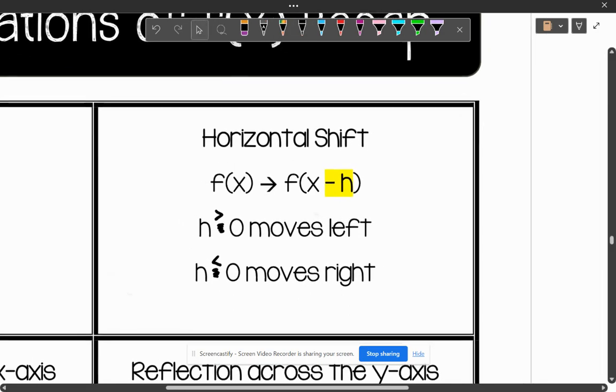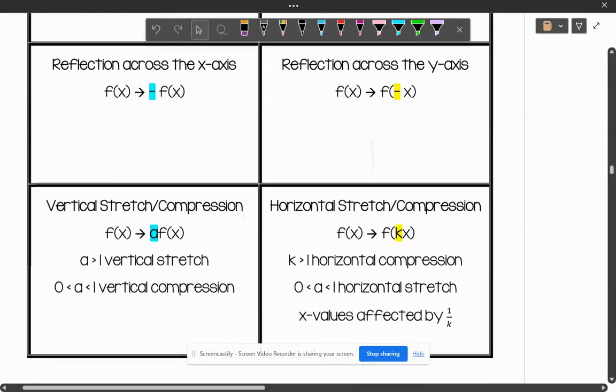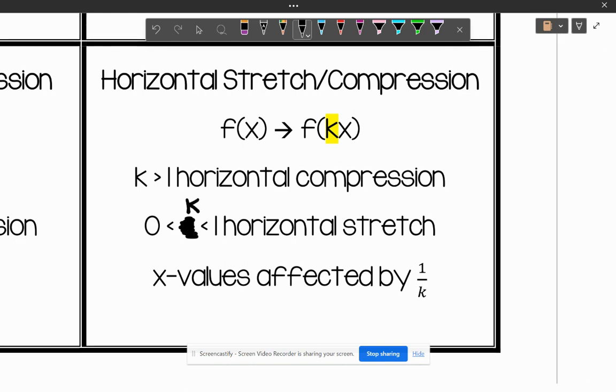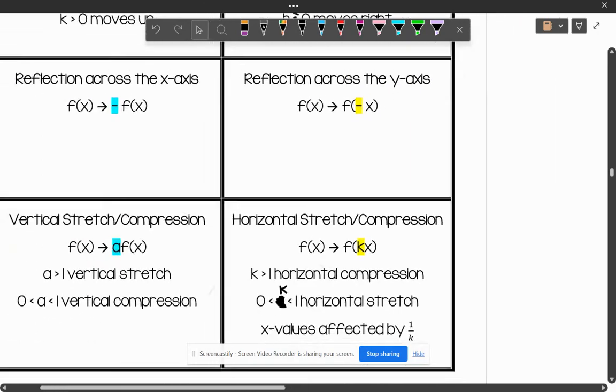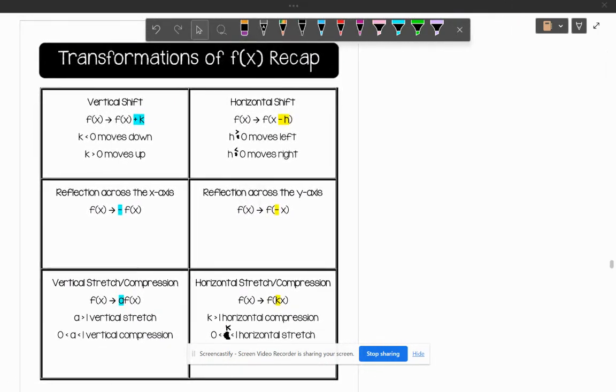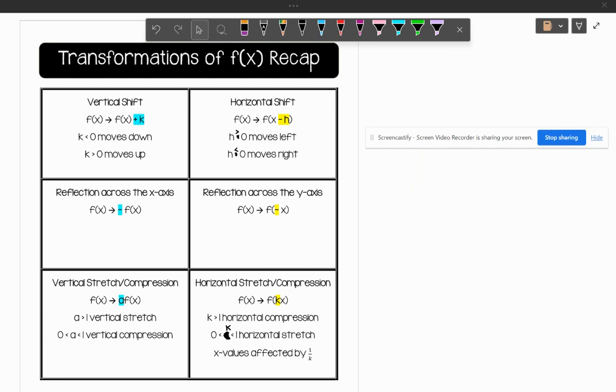Okay? The only other thing that I needed you guys to fix is in the horizontal stretch and compression. This should be the K value, not the A value, all right? But this is here and really useful for you guys if you want to get like a quick little recap as to how all the transformations work at a glance, all right?